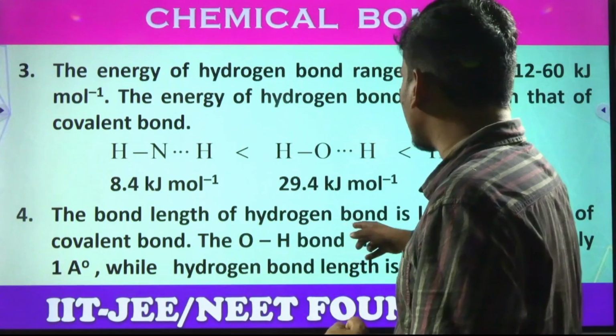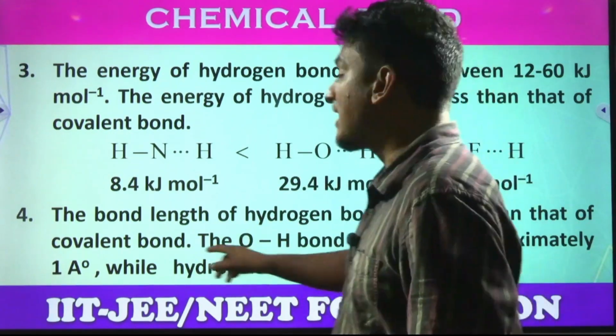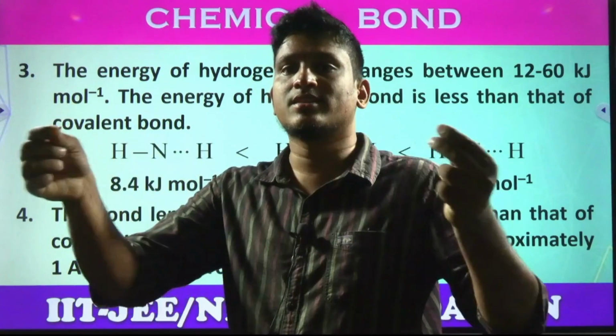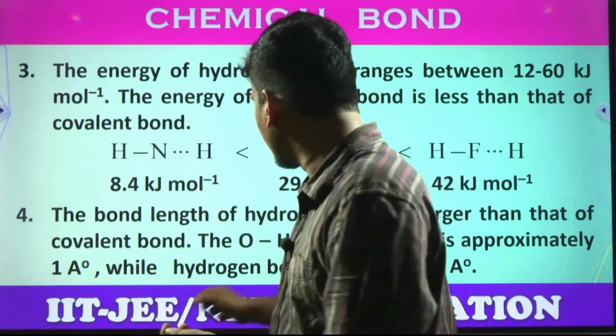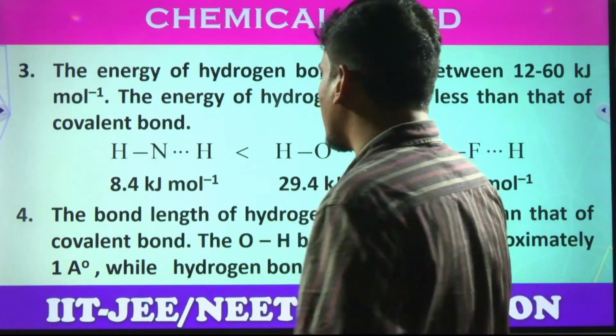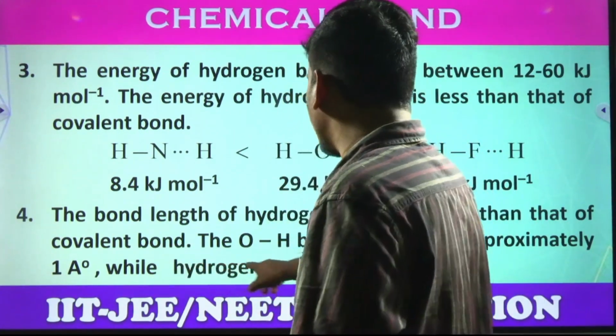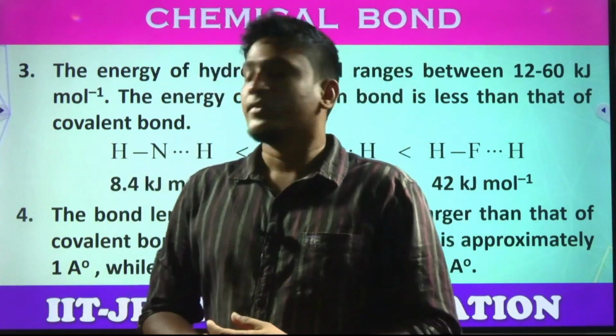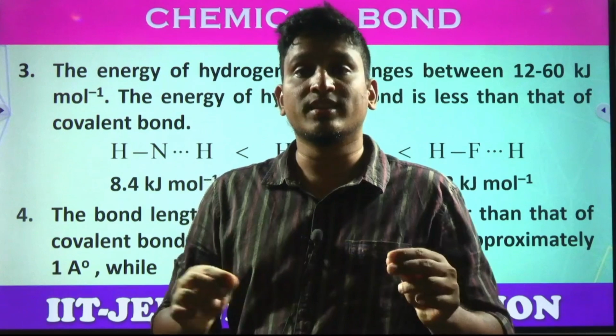The bond length of the hydrogen bond is larger than that of a covalent bond. What is the bond length? The distance between the two successive nuclei in a bonded situation is the bond length. Yes or no? So the oxygen-hydrogen bond in water is approximately 1 angstrom, while the hydrogen bond length is 1.7 angstrom. So obviously clear. In which case is the bond length more? In the case of hydrogen bonding.